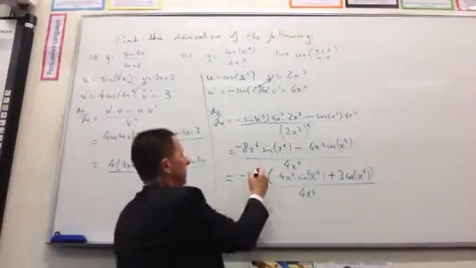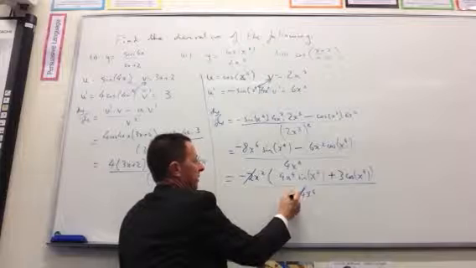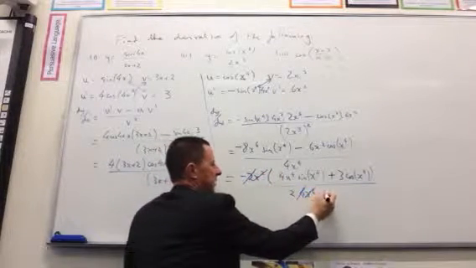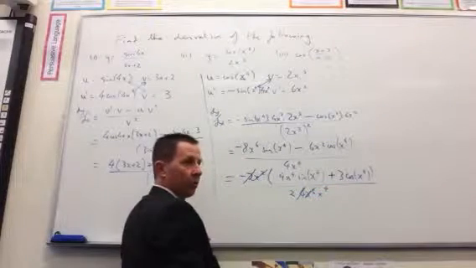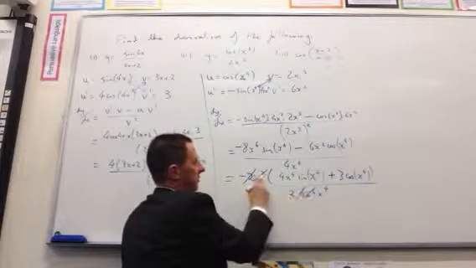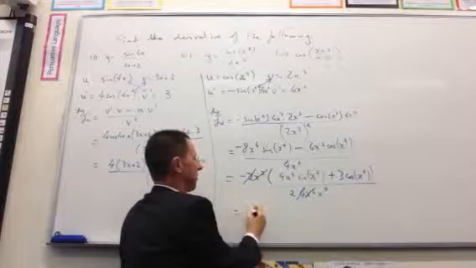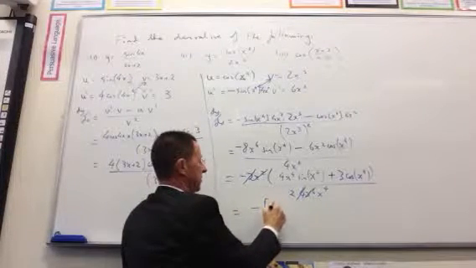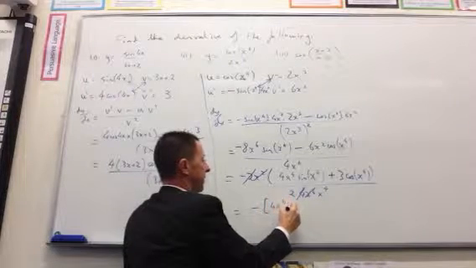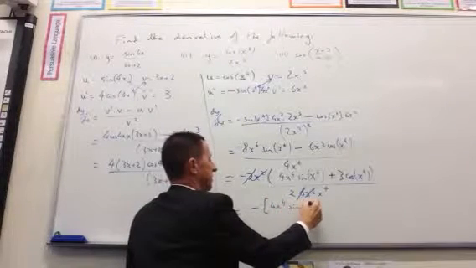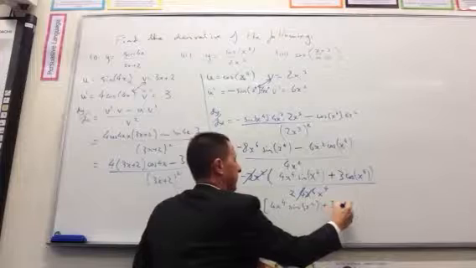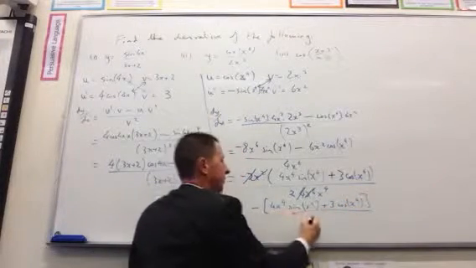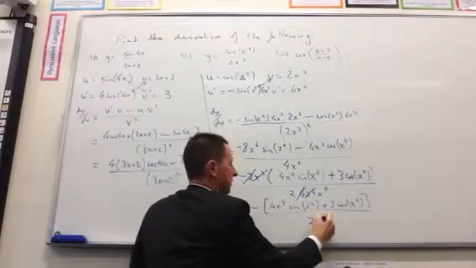Cancel time. 2 cancels with 4, leaves 2. X squared cancels with x6, leaves x4. Yeah? It's just division. 2, 6. So we're left with a negative, doesn't matter if you have it inside, it's outside the bracket, 4x to the power of 4, sine x to the power of 4, 3 cos x to the power of 4, divided by 2x to the power of 4.